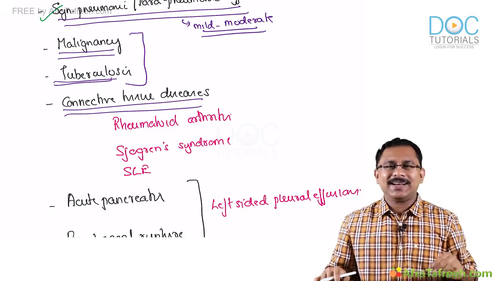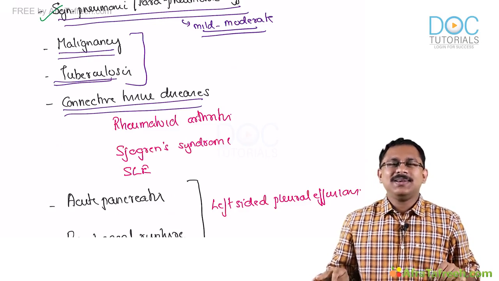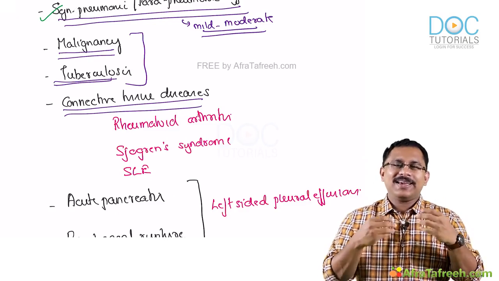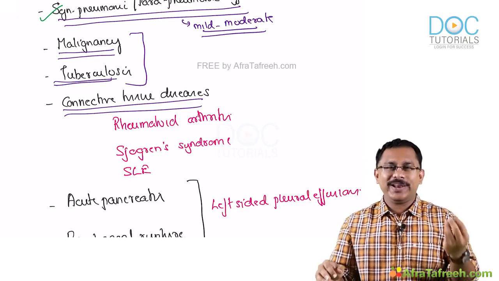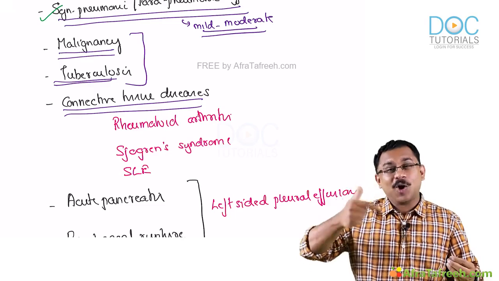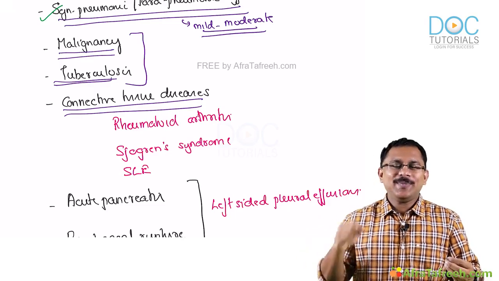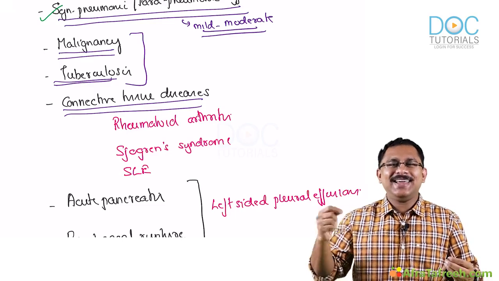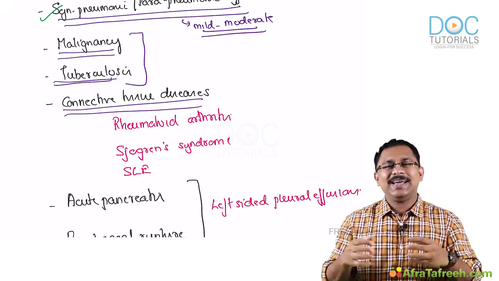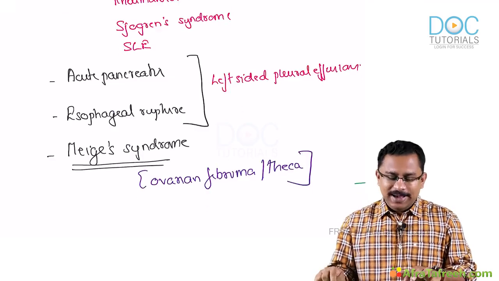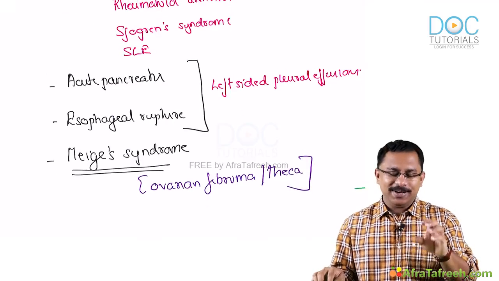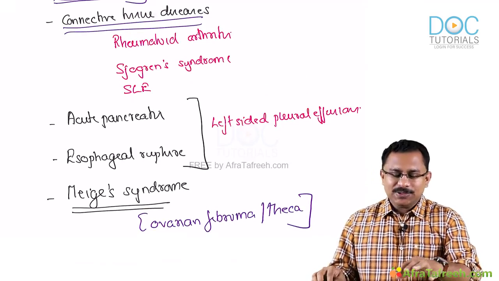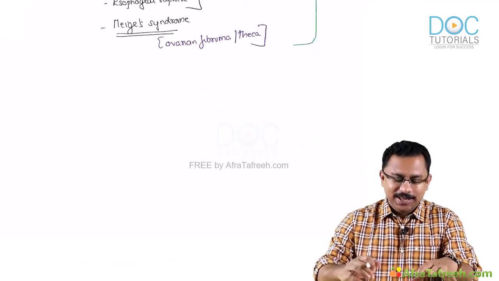Again, this may come as a clinical scenario for your exam. Remember that RA and SLE can all produce pleuritis, pleural inflammation. So there is a problem in the pleura there. Remember I told you in exudative effusion there is something happening to the pleura directly or indirectly, and thus it is an exudative effusion. And the other points I have just said about pancreatitis, esophageal rupture and Meigs syndrome, so these are the causes of exudative effusion.